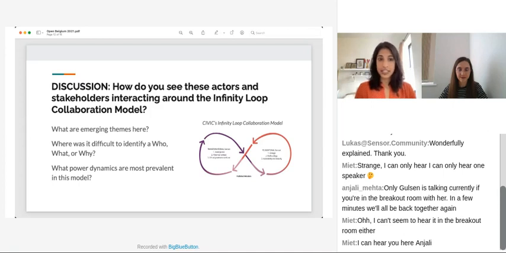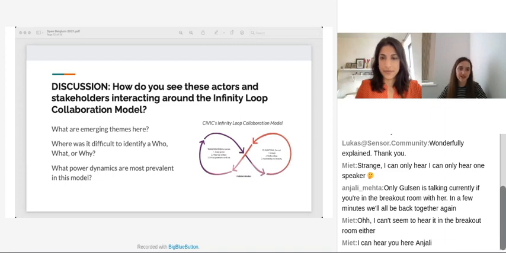How did you see these actors and stakeholders interacting around what we call the infinity loop model, or anything that comes to mind from what it felt like to go through this exercise, whether it was difficult or easy? You are all unlocked, by the way, so you can just unmute yourselves and come on camera if you want.